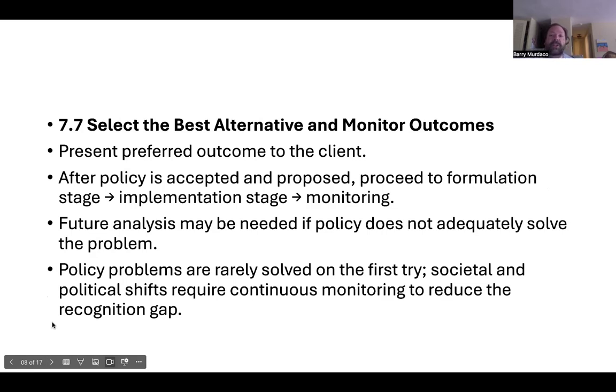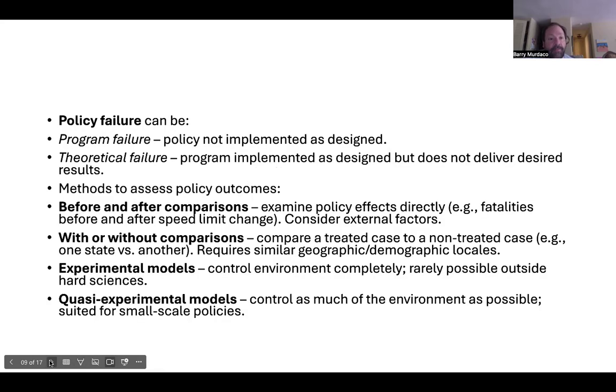Select the best alternative and monitor outcomes. Present preferred outcome to the client. After policy is accepted and proposed, proceed to formulation stage, implementation stage, and then monitoring or evaluation, basically. Further analysis may be needed if policy does not adequately solve the problem. Policy problems are rarely solved on the first try. Societal and political shifts require continuous monitoring to reduce the recognition gap, as they call it.